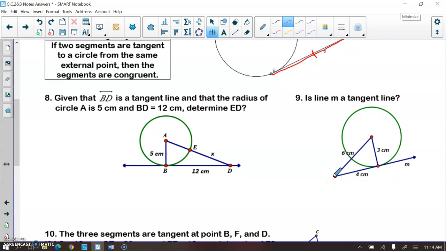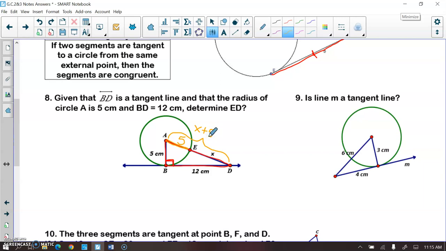We are given that BD is tangent to the radius, so that means that tangent line creates a 90-degree angle with the radius. Therefore, this triangle here is a right triangle. And we want to find x. Well, my radius AB is 5 centimeters, so I can label AE as 5 centimeters, which would mean that AD is x plus 5 centimeters.